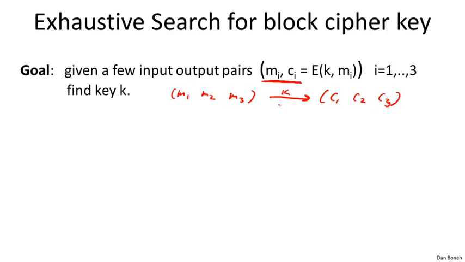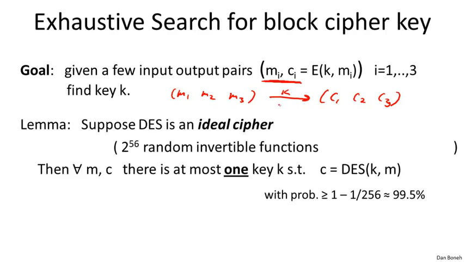The first question is, how do we know that this key is unique? Let's do a little bit of analysis to show that, in fact, just one pair is enough to completely constrain a DES key, and that's why this question makes sense. Okay, so we're going to prove this simple lemma.